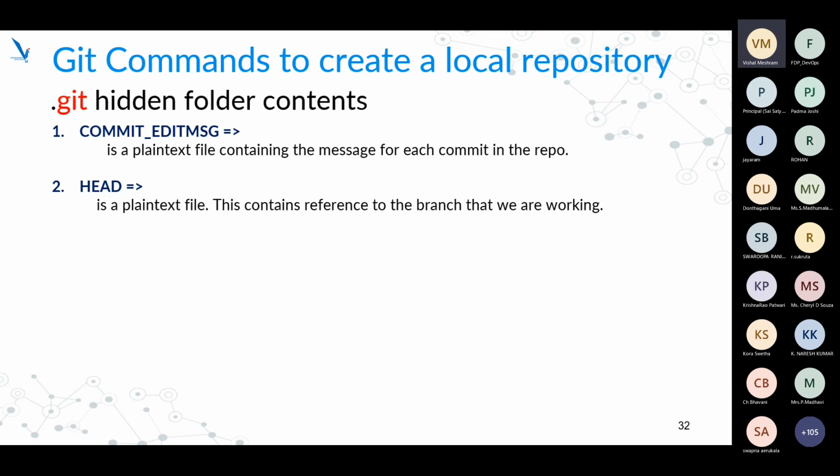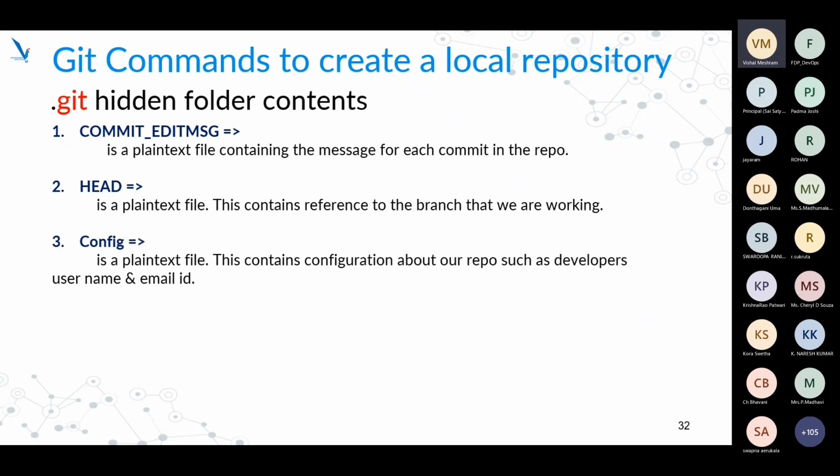Then this is COMMIT_EDITMSG. It's a plain text file where, when you are going to commit, all the messages are stored in this COMMIT_EDITMSG file. Then there is another plain text file called HEAD. It always refers to your current working branch, and that current working branch name is stored in this HEAD file.